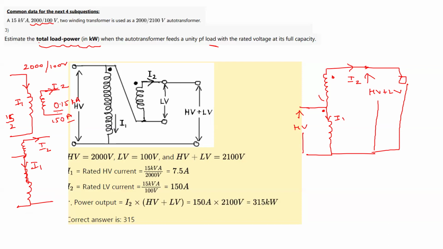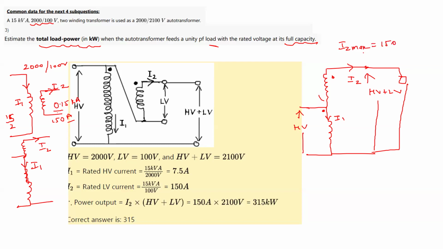So they are saying to estimate the load which the auto transformer provides at its full capacity, that is, the maximum power which you can supply at the load. So the maximum current rating is this I2, and this I2 is because we are using it as the two winding transformer only. So the two winding transformer I2 maximum current rating was 150. So that is the maximum current which we can provide. So I2 max is 150.